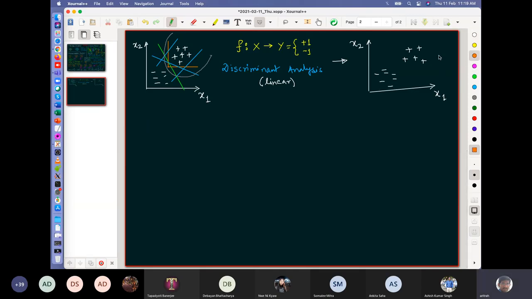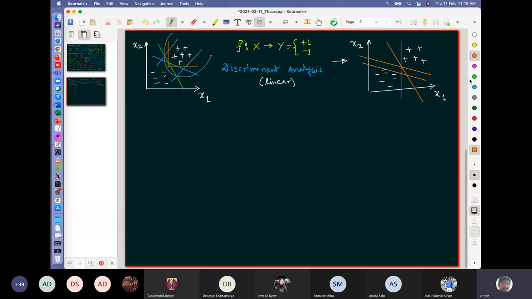Now you can see that I can draw many linear discriminators. I can draw this way, I can draw this way, I can draw this way. There could be many linear discriminators. However, among all such discriminators that you can draw, how do you know which one will classify best?